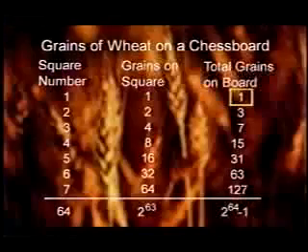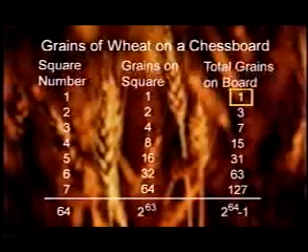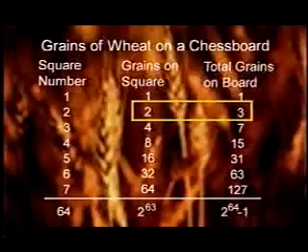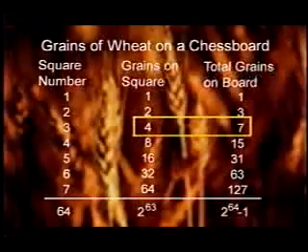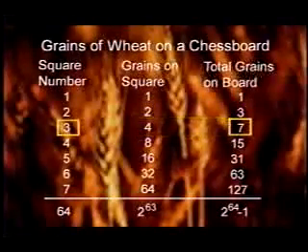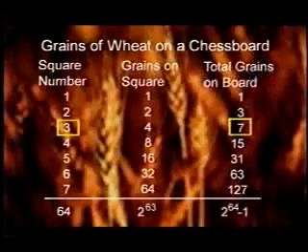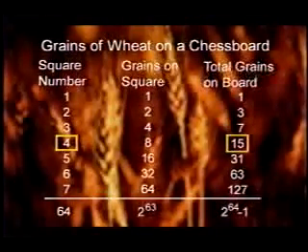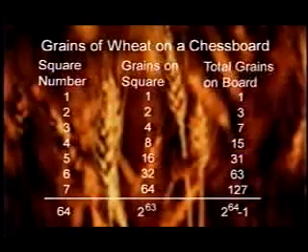Now let's look at the way the totals build up. When we have 1 grain on the first square, the total on the board is 1. We add 2 grains, that makes a total of 3. We put on 4 grains, now the total is 7. 7 is a grain less than 8. It's a grain less than 3 2s multiplied together. 15 is a grain less than 4 2s multiplied together. Well, that continues in each case.